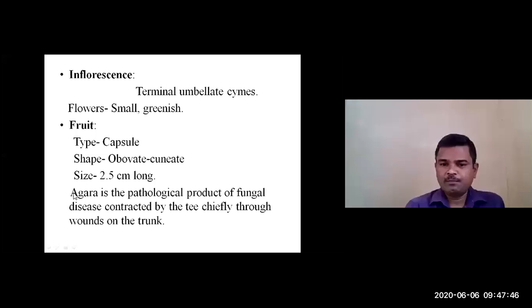Agaru is a pathological product. This is not natural. When a fungal infestation occurs, at that time it is produced. So that's why botanists consider it a pathological product. Agaru is the pathological product of a fungal disease contracted by the tree, chiefly through wounds on the trunk. When wounds are made on the trunk, it develops.